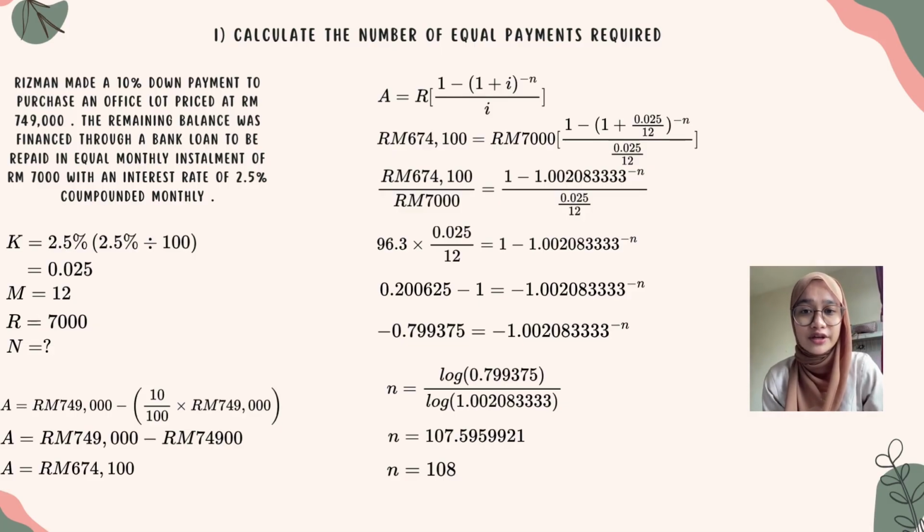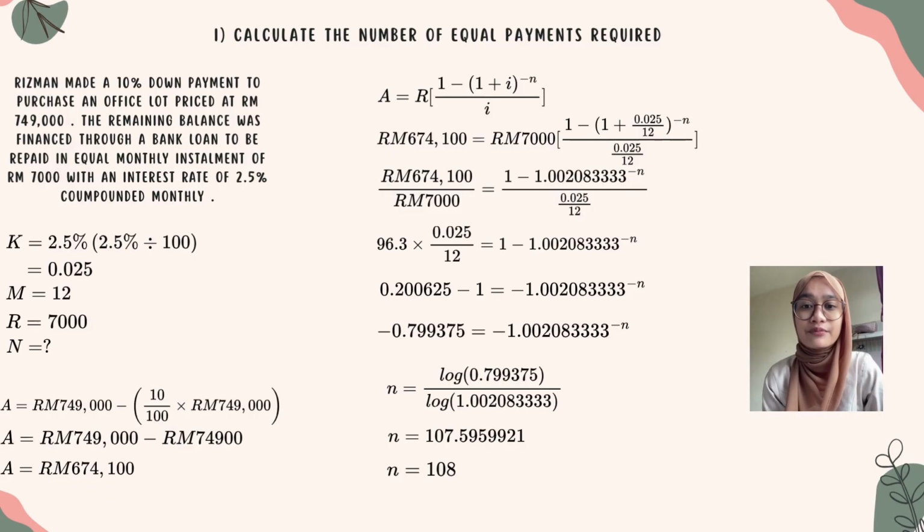First, we need to search for the A because in this question, it said that Rizman made a 10% down payment on RM749,000. So 749,000 minus (10/100 × 749,000) equal to 74,900. After we got the answer, 749,000 minus 74,900 equal to 674,100 as the A. Next, we put the information into the formula A equal to R[1 − (1 + i)^(−n)]/i.